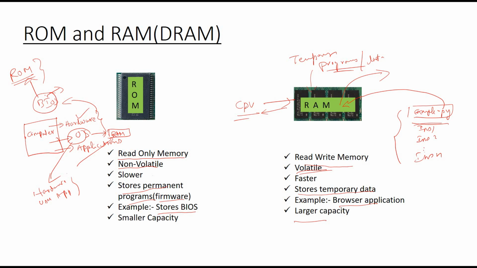So this is about ROM and RAM. ROM contains the read-only instructions or permanent programs, and RAM is the read-write memory containing the temporary programs, which stay in the RAM until the program is executed or until we switch off the computer.